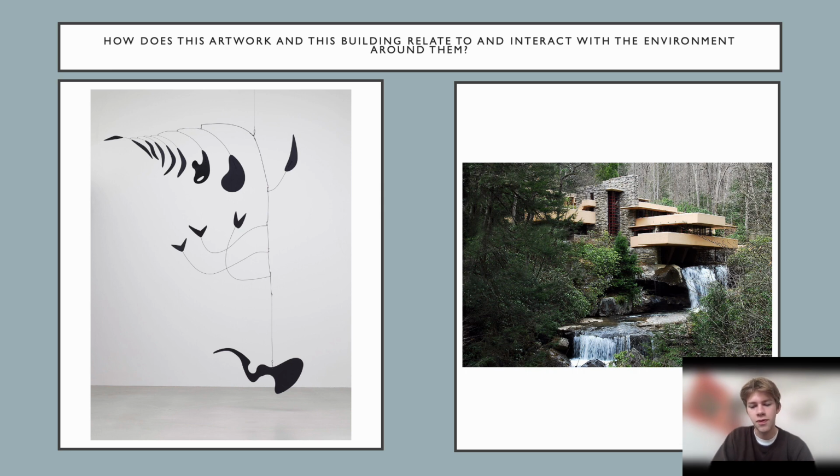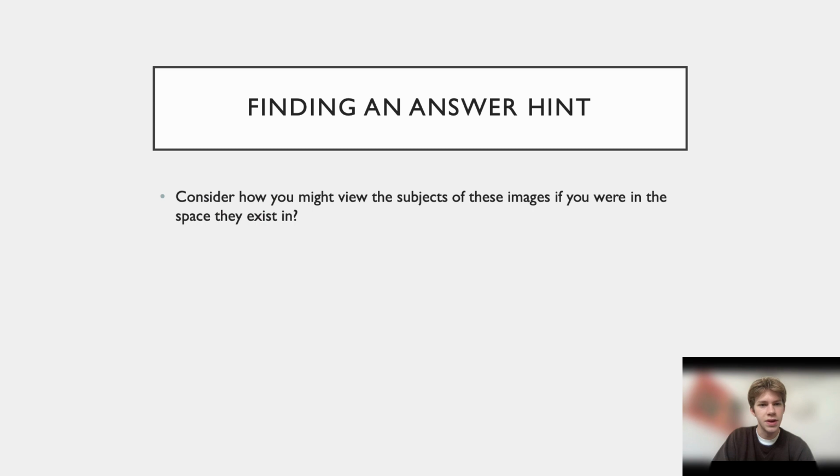So a hint for finding an answer is this: consider how you might view the subjects of these images if you were in the space that they exist in. So if you were in front of that building, if you're in front of that artwork, how would that really feel? What would they look like, and how would your interaction with them shape the images themselves, shape the buildings, shape the artwork?